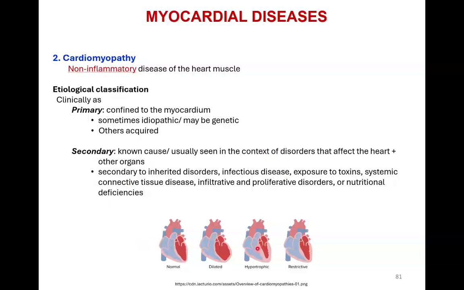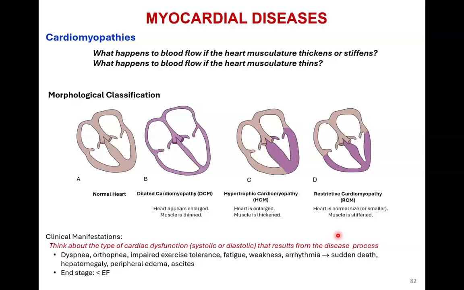The diagram that you see here shows the three types of cardiomyopathies that we're going to be talking about: dilated, hypertrophic, and restrictive. And so we're going to be addressing those as we discuss cardiomyopathies, right? So really the overriding question we're trying to answer, so that we can understand the signs and symptoms that we see, right? Two questions to keep in mind. What happens to blood flow if the musculature of the heart thickens or stiffens? You're going to have two different things there. And what happens to blood flow if it thins out, right?